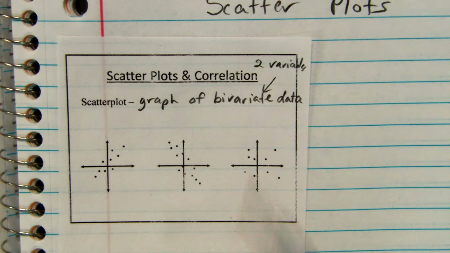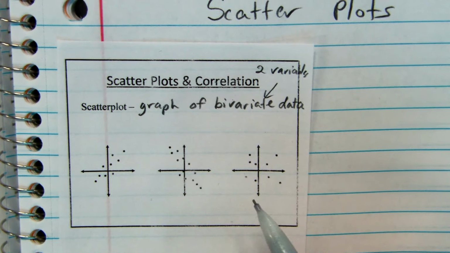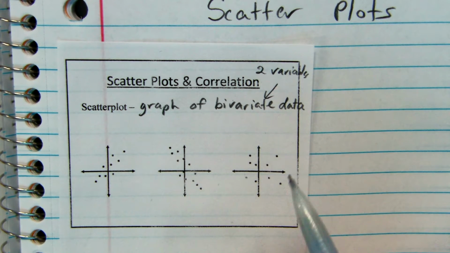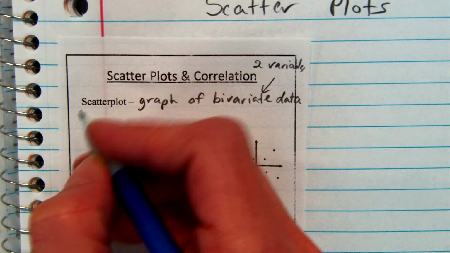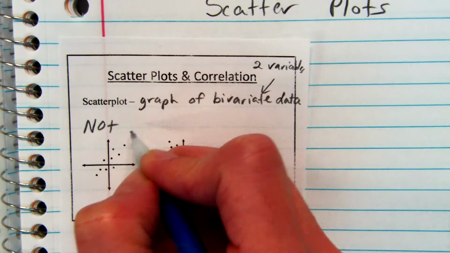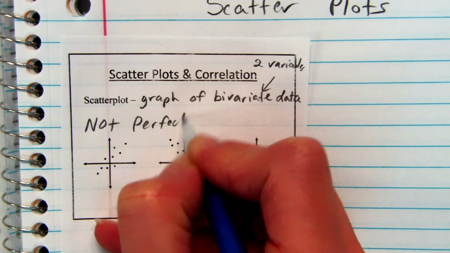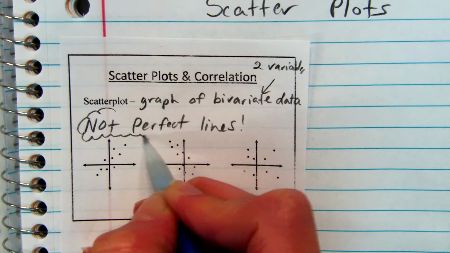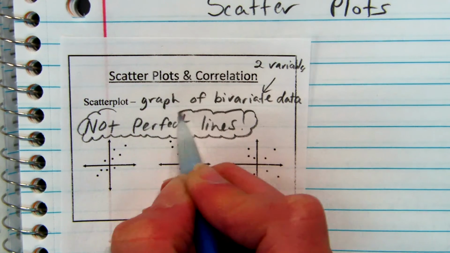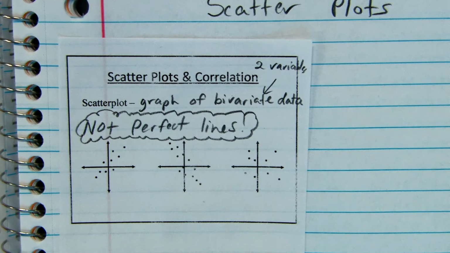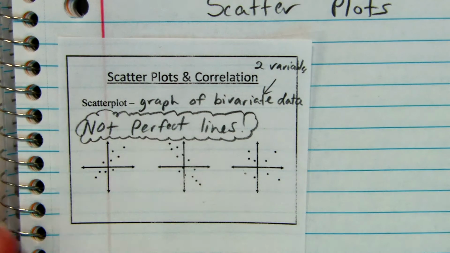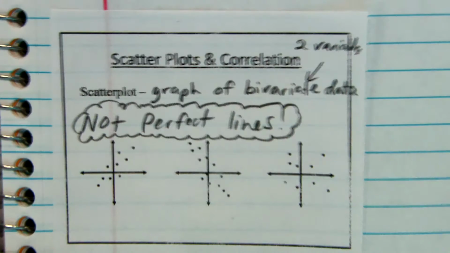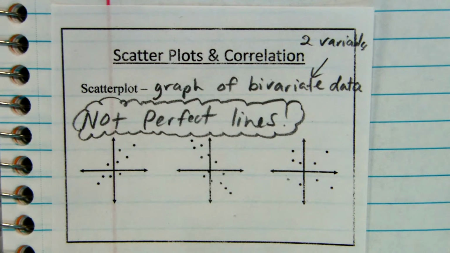The difference between this and the linear graphs that we've done is that they're not going to be perfect straight lines. They are not perfect lines. You are not going to connect all the dots together and make a big, wavy, crazy looking thing. What we are going to see is some relationships.